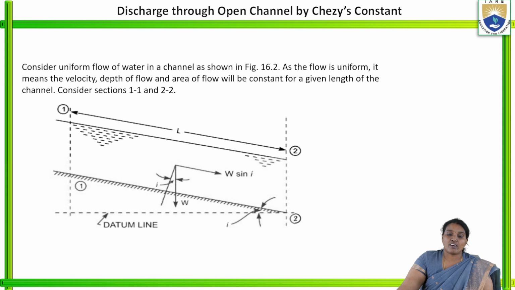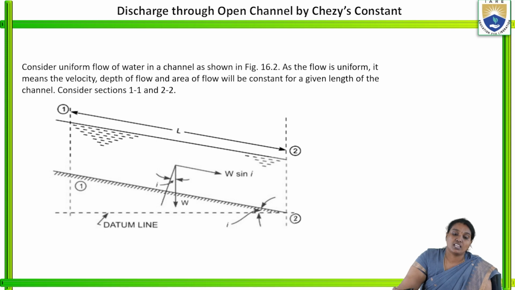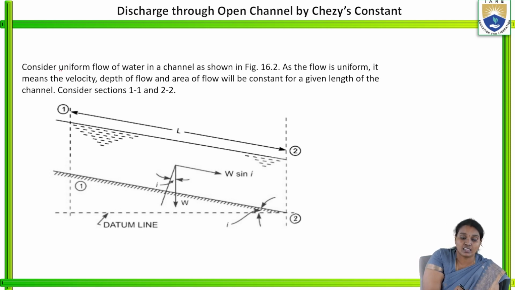So coming to one more important topic. Till now we have understood what is meant by open channel and the various classifications depending upon the parameters. Now we are coming to the discharge through an open channel by Chezy's constant. In this figure, the figure shows the datum line. This is the datum line, uniform flow. Here we are considering uniform flow of water in a channel, which is shown in the figure.